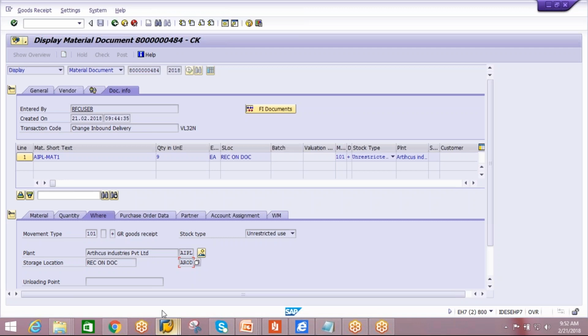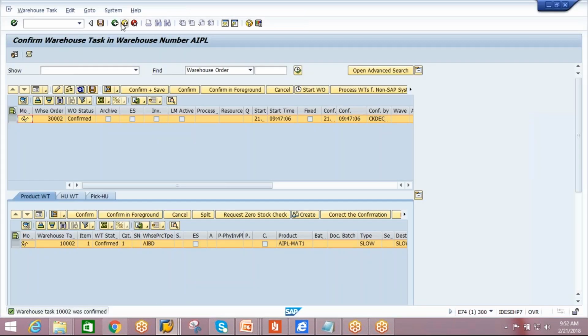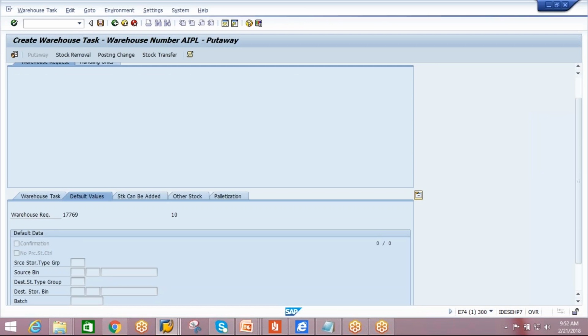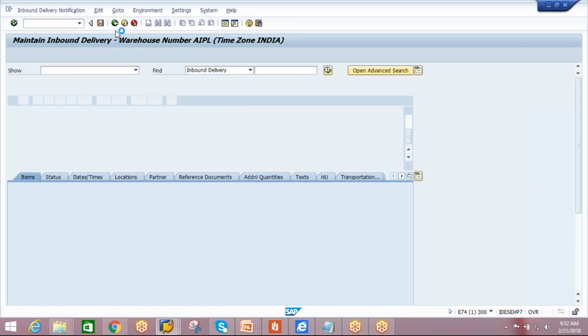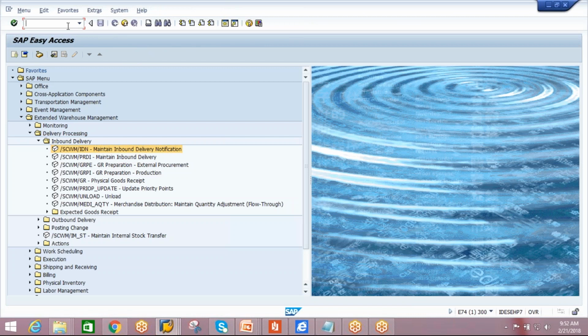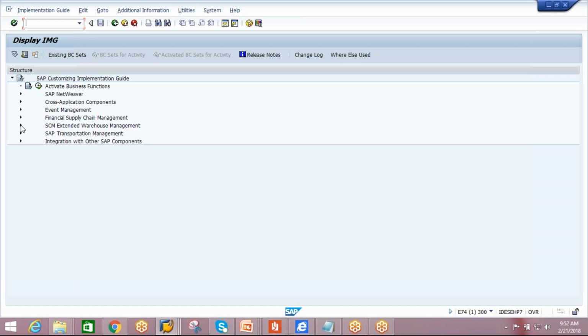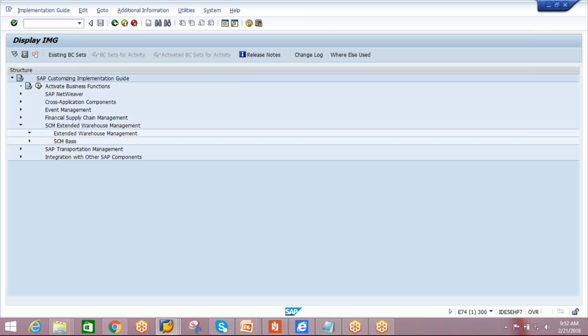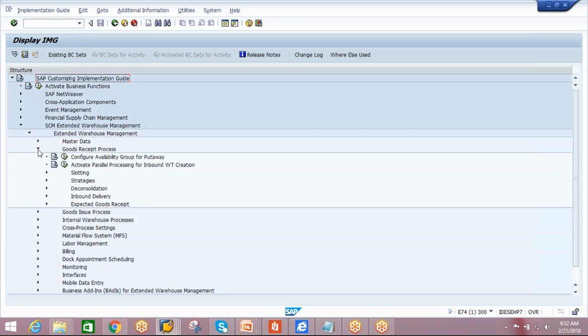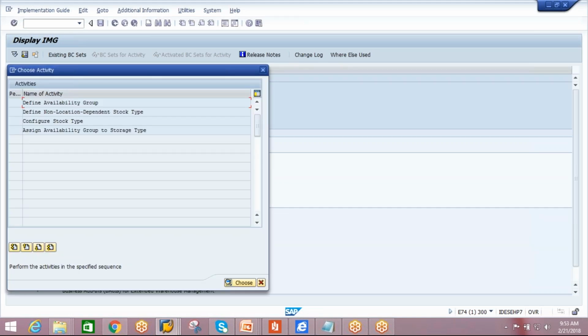We will check in the EWM system. Go to SPRO, IMG in EWM system. SPRO IMG, SCM Extended Warehouse Management, goods receipt process, configure availability group for put away. Go to here. First we discuss this and then we discuss the other.